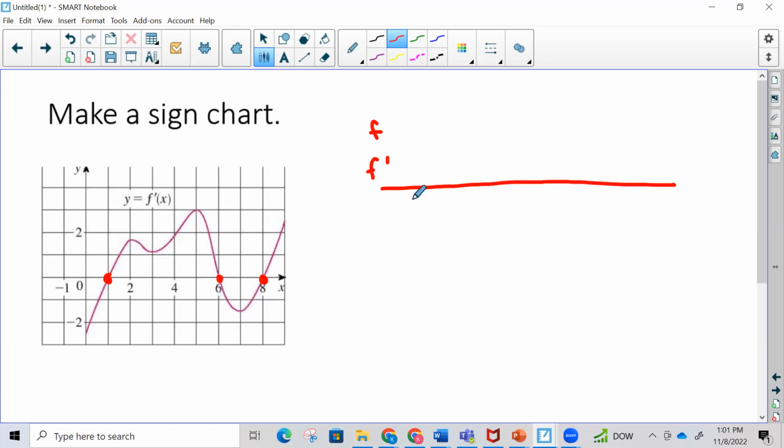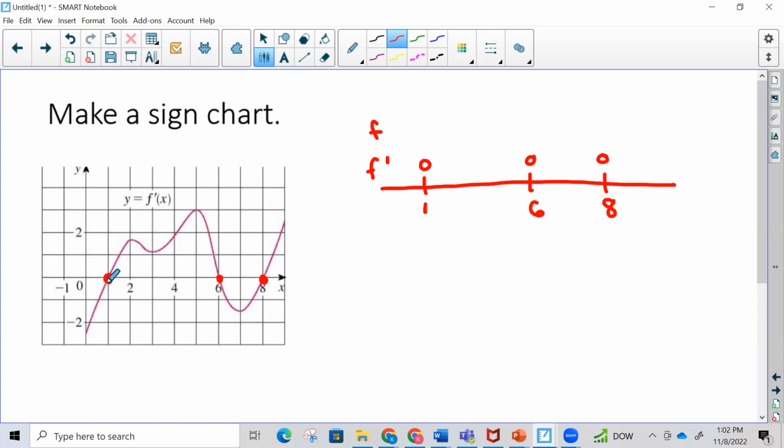So that's what's going to go on my number line. I would have 1, and then 6, and then 8. These are the 3 places where the derivative is 0. Then from there, I'm looking at the derivative because that's what I have, and then I'm going to figure out f from there. With this derivative, I'm not looking at whether it's increasing or decreasing. I'm looking at the sign of it because the sign determines what's happening with f.